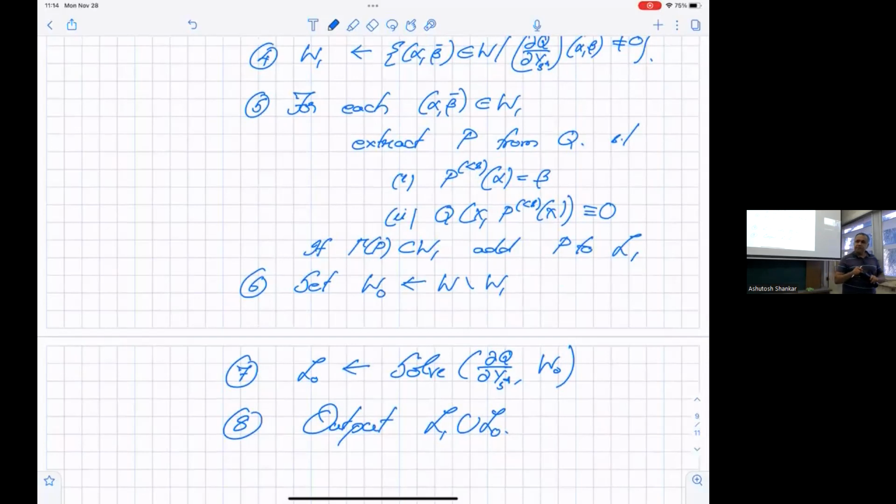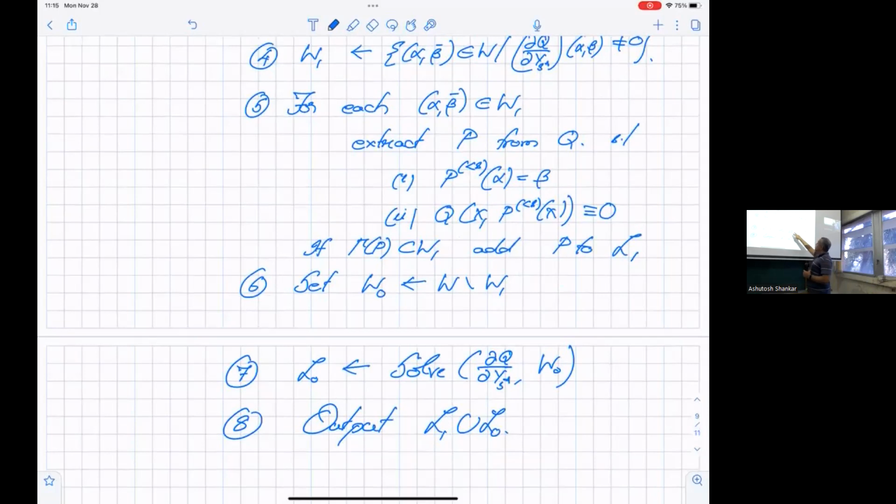So W1 is the set of all points where the derivative of Q with respect to x star was non zero, because it depended on x star. But on the remaining points, it happens to be equal to zero. Those are two separate things. Where it is non zero, you anyway know what to do: you run the reconstruction, take its entire image, and throw it into the list.